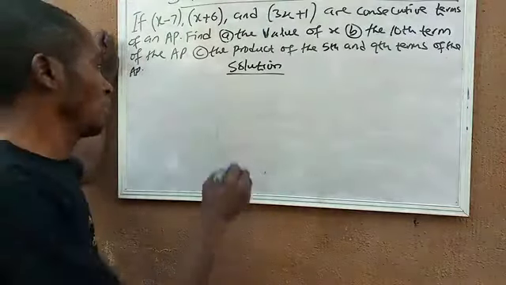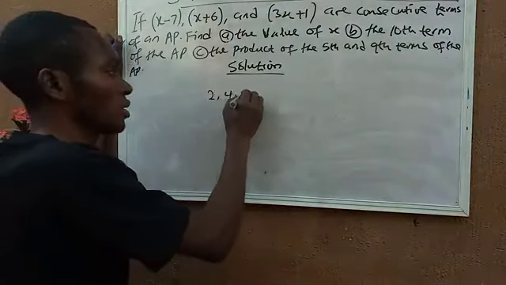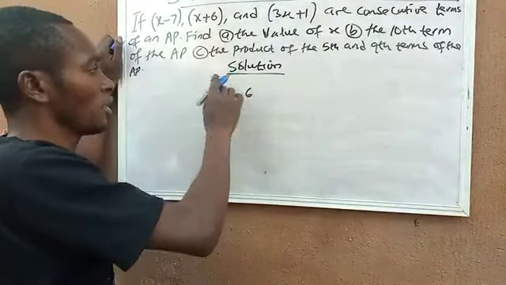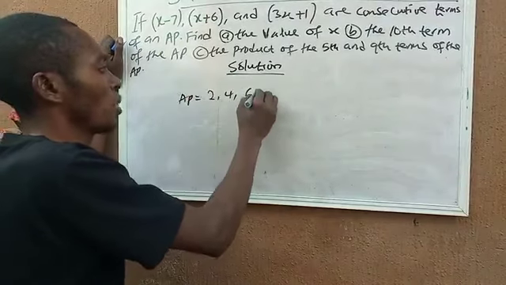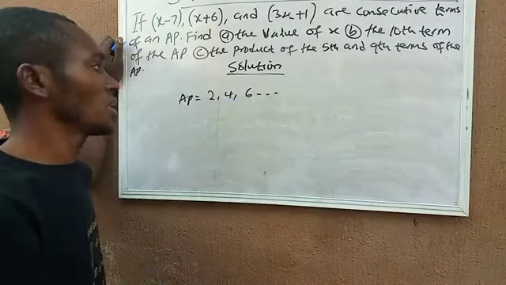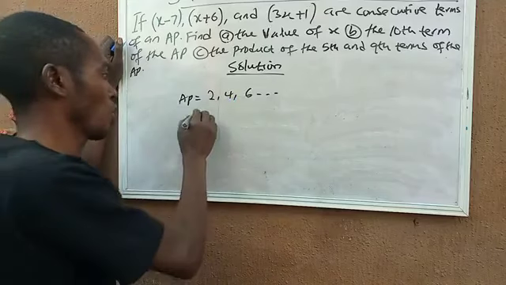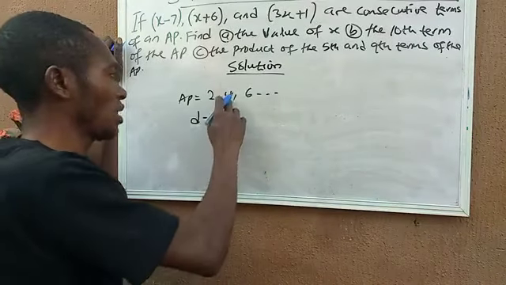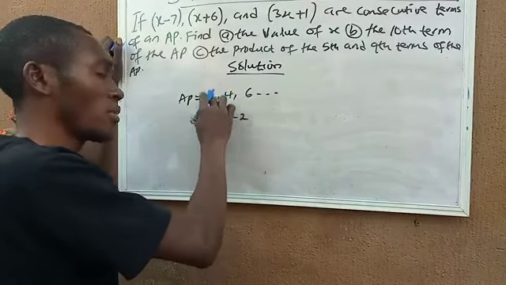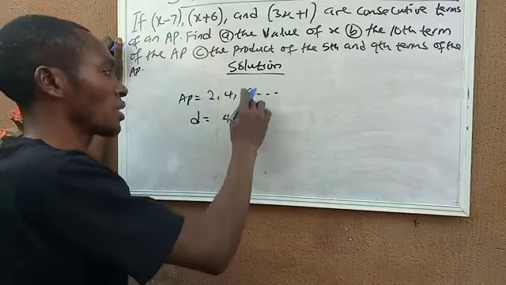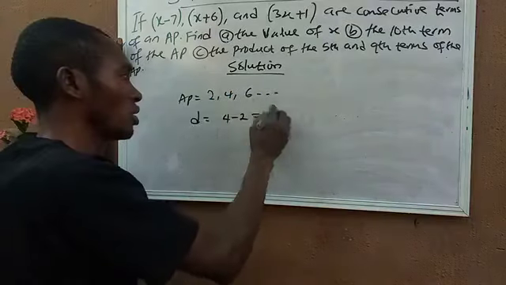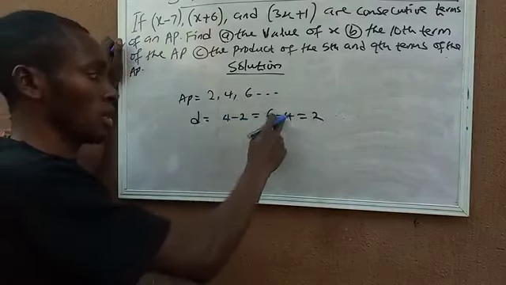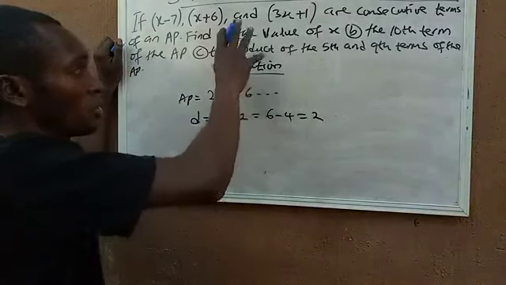If you have 2, 4, 6, for instance, this is the first term, this is the second term, and this is the third term. If you are looking for the common difference D of this AP, it is the same thing as saying 4 minus 2, the second term minus the first term, which is the same as the third term minus the second term, and will give the same answer, 2. 4 minus 2 is 2, 6 minus 4 is 2. This is the idea we're going to use to solve this.